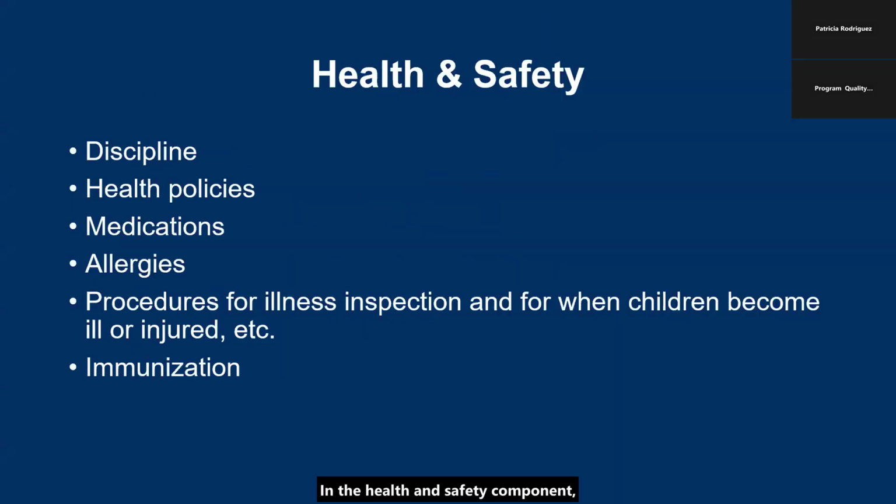In the health and safety component, the agency will provide information on discipline, health policies, medications, allergies, procedures for illness inspection, and for when children become ill or injured, and immunizations. Please reference Title 22 regulations for details regarding each of these components.